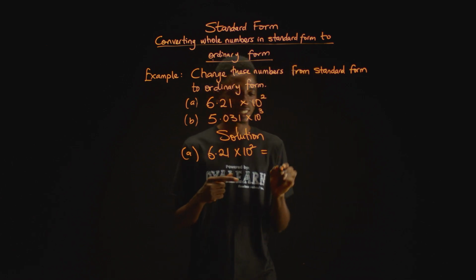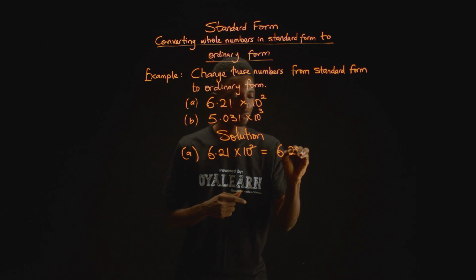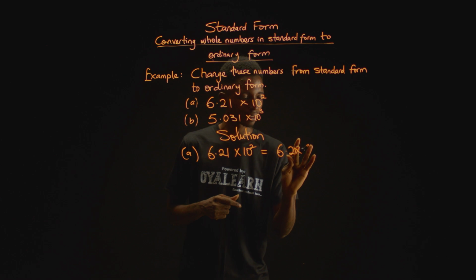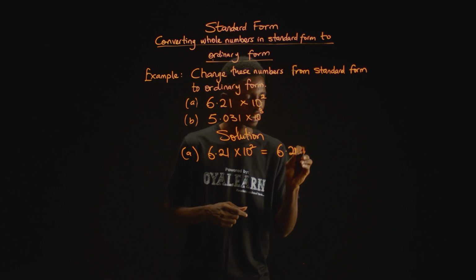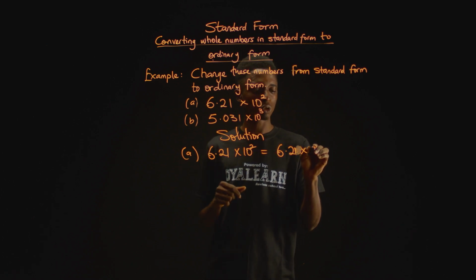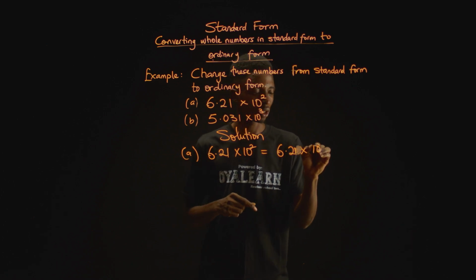So what you will do first is to have 6.21 multiplied by 10 raised to the power 2, which will give us 100.